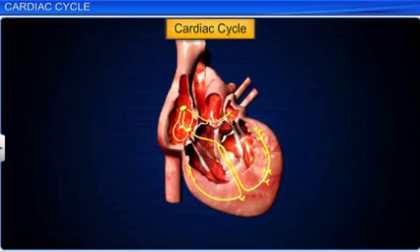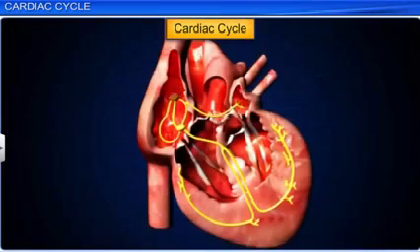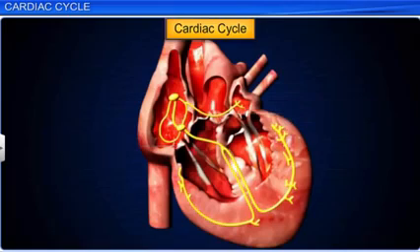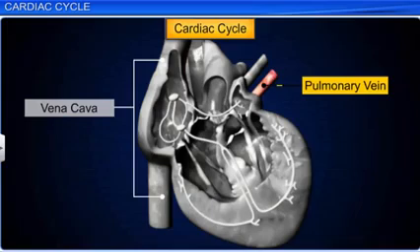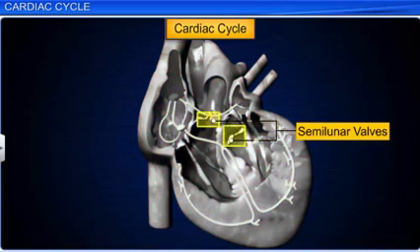The cardiac cycle starts with the 4 chambers in a relaxed state or joint diastole. Atrial pressure causes the bicuspid and tricuspid valves to open. This allows blood to flow from the vena cava and pulmonary vein into the right and left ventricles through the right and left atria respectively. The semilunar valves are closed at this point.